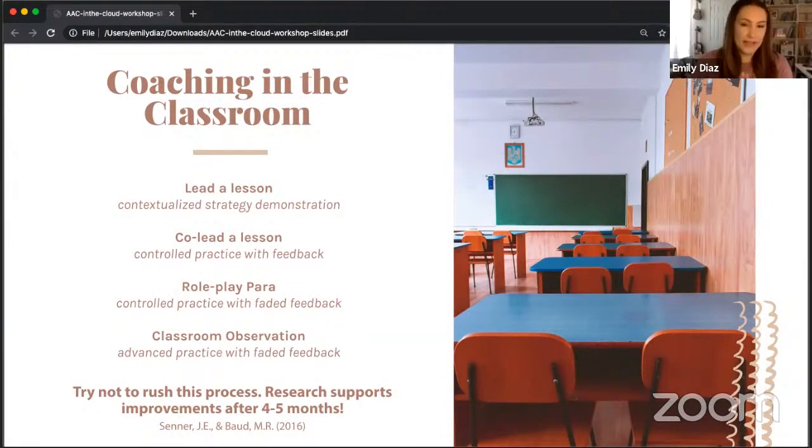A big piece of advice when it comes to these 4 steps of coaching in the classroom is to not rush the process. It seems very quick. It's 4 things. You'd think, okay, I led a lesson. Okay, I'm going to co-lead a lesson. I'm going to role play. Now I'm going to observe. But the research really supports improvements following this system after 4 to 5 months.